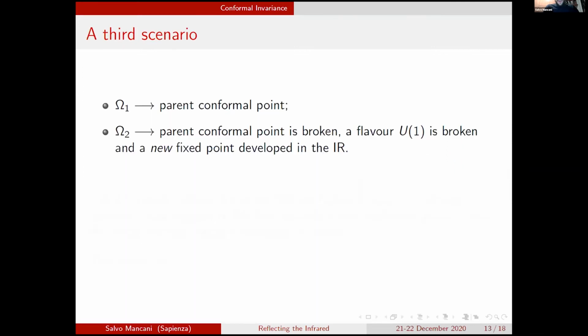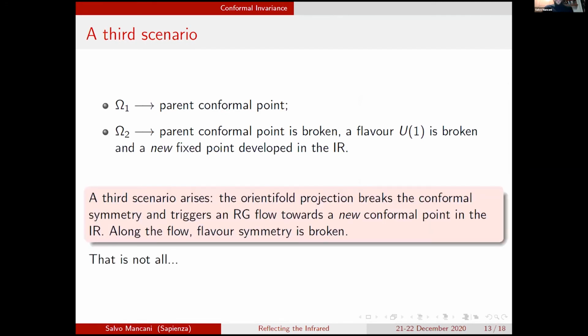So we are clearly in front of the third scenario here, in which the oriented projection breaks the conformal point of the parent theory, and a flavor symmetry. The theory flows towards the infrared, where there is a new conformal point.